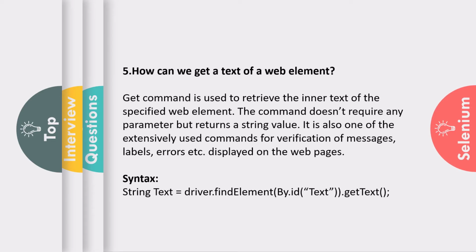And now we'll learn how to get the text of a web element. The get command is used to retrieve the inner text of the specified web element. This command does not require any parameter, but it returns a string value. It is also one of the extensively used commands for the verification of messages, labels, errors, etc. displayed on the web pages. The syntax for this command is .getText.